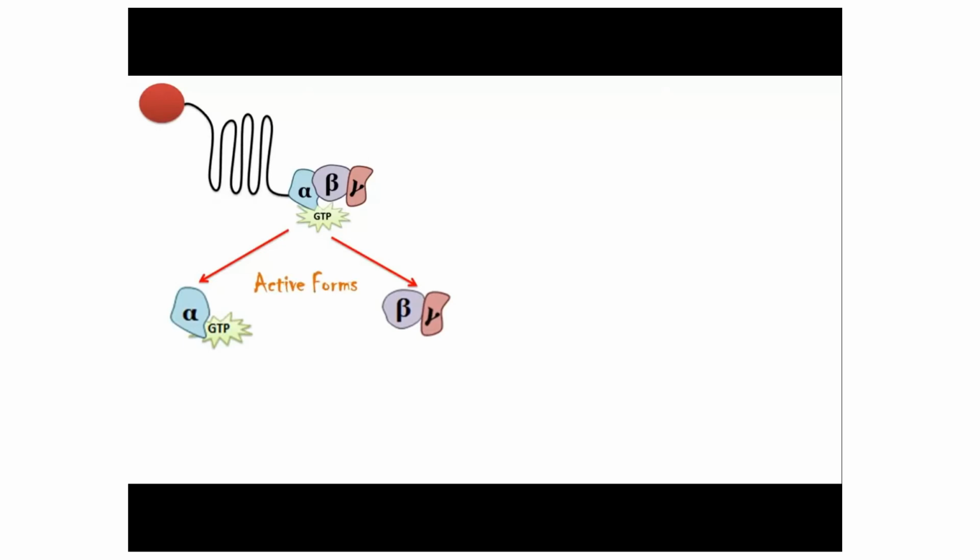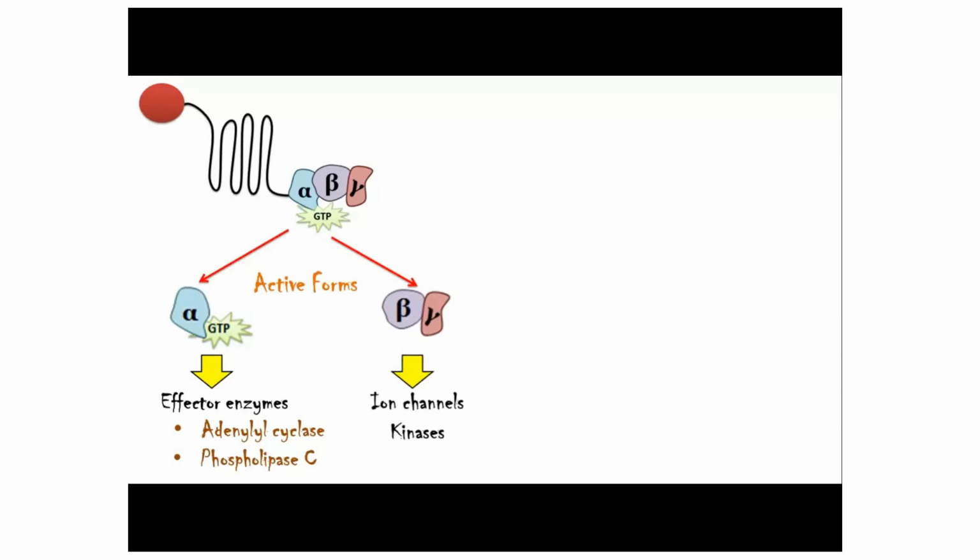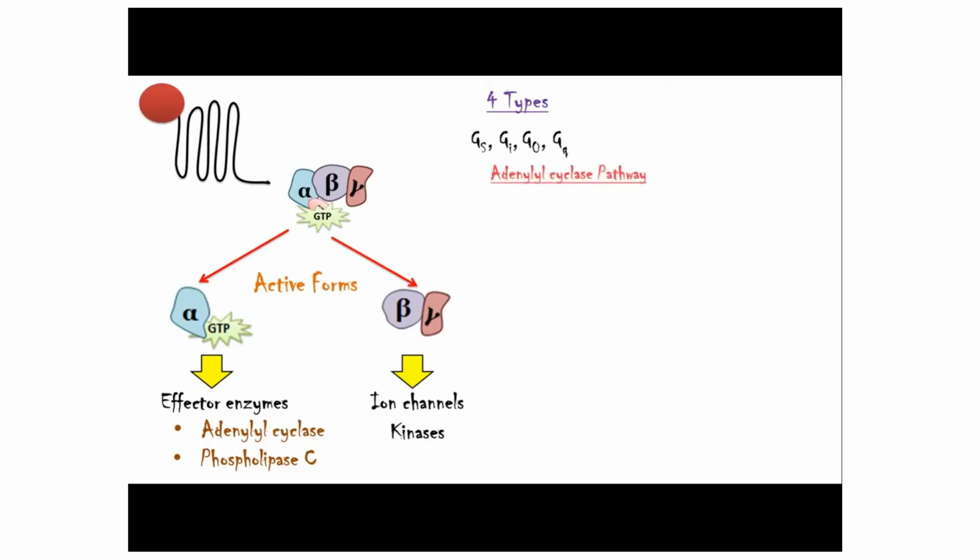Alpha-GTP combines with effector enzymes like adenylyl cyclase and phospholipase C and activates them. The beta-gamma subunit mainly binds to ion channels or kinases and activates them. Four types of pharmacologically important G proteins have been identified. They are G-stimulatory, G-inhibitory, G-o, and Gq proteins. Now let's discuss a bit about the adenylyl cyclase pathway.